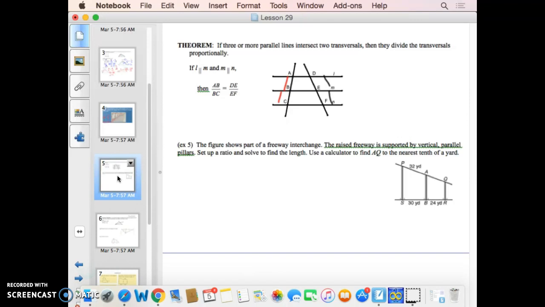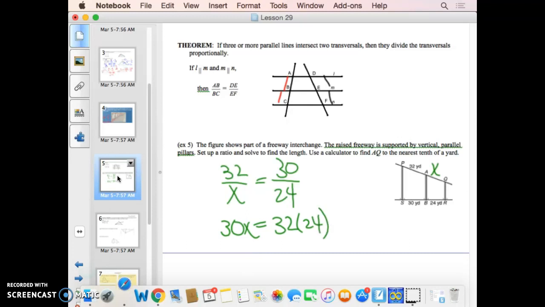So the information we're looking for over here is A to Q, and we don't know what that is. So I'm going to call that X. But I'm going to set up my proportion. It's going to be 32 over X equals 30 over 24. And then again, you'll use your calculator. You'll get 30x equals whatever 32 times 24 is. The key for this again is that you have to have parallel lines. Okay, so that's the second situation.